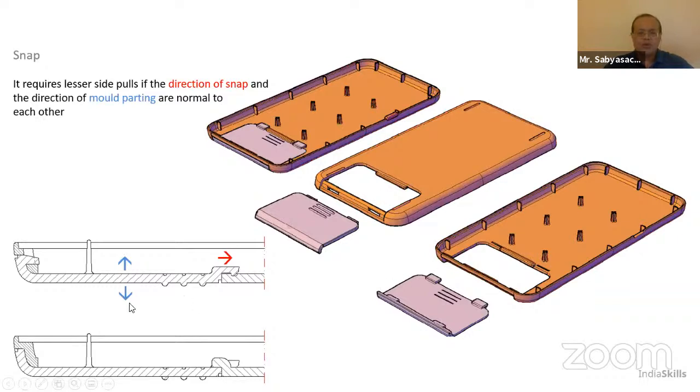if you look at the blue arrows, that's the direction in which the mold is parting. And the way the snap is designed, you need not have a side pull or something that is getting pulled out. So also the direction of mold movement and the way your components are getting assembled are very important; you have to be very aware of them when you're designing your snaps.